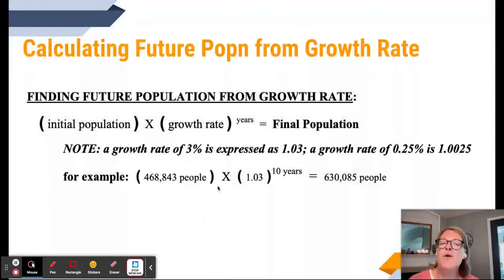Okay. So let's look at calculating future population from growth rate. This equation is just a little bit different because you have to look at it, it's almost like in math.